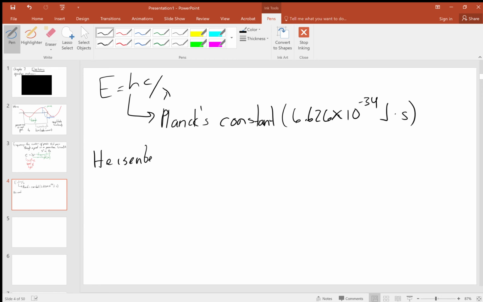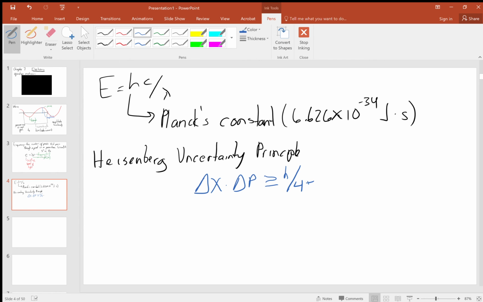So we go a few years later, we're still in the early 1900s, to Heisenberg, who developed what's known as the Heisenberg uncertainty principle. Now, I'll show you the equation for it. This is not an equation you're going to need to know. But Heisenberg said that delta x times delta p has to be greater than or equal to h over 4 pi.